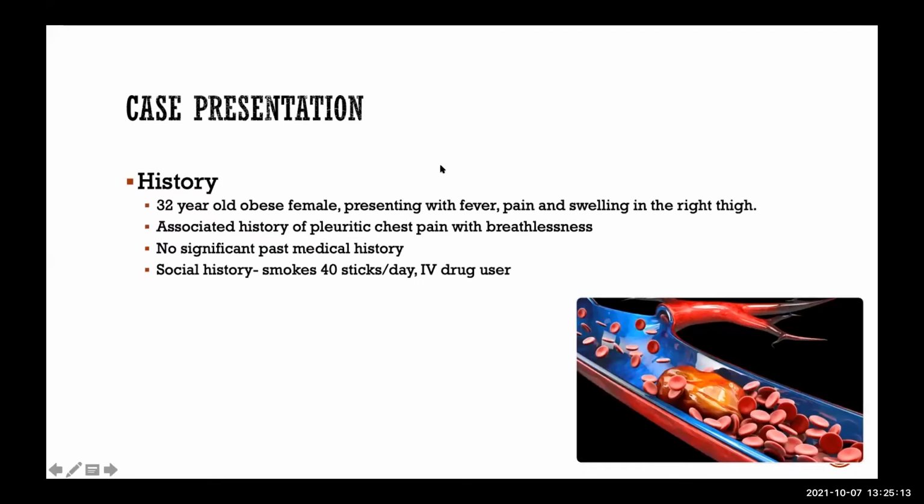So this patient I'll be presenting was a 32-year-old obese lady who came in with fever, pain, and swelling in her right thigh. She then described some chest pain, which sounded pleuritic from the description, and she was quite short of breath. She had no significant past medical history. She wasn't on any routine medications. From her social history, she was smoking 40 cigarettes a day, and she's been smoking for over 20 years. She also uses quite a number of IV drugs, from heroin to cocaine. And of course, when we saw this, it was ringing a lot of bells of thrombosis everywhere.